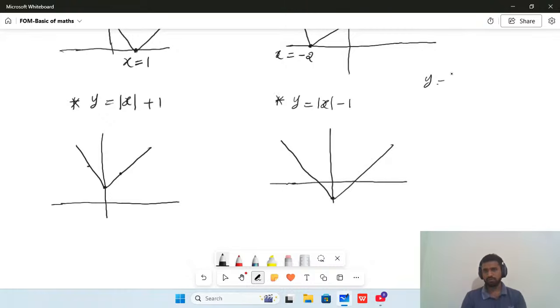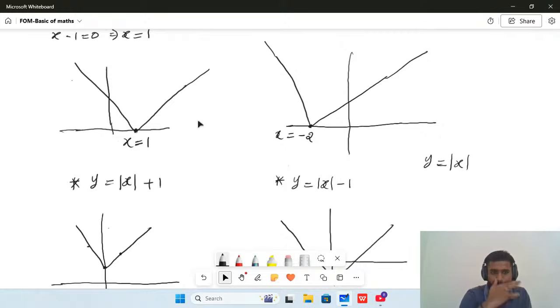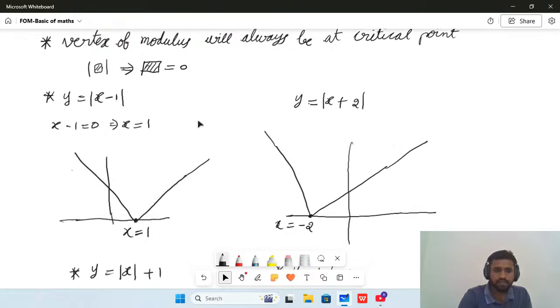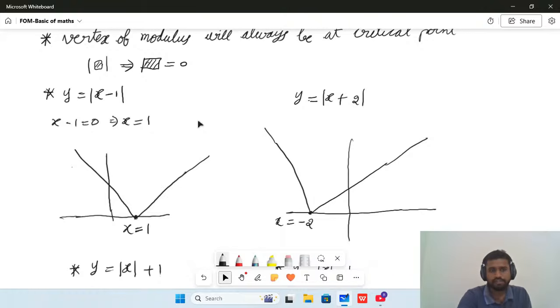For y equals mod x, since it is an even function, it is symmetrical about the y-axis. All even functions are symmetrical about the y-axis. So what have we observed from these four graphs? Suppose y equals f of x is our assumed function.